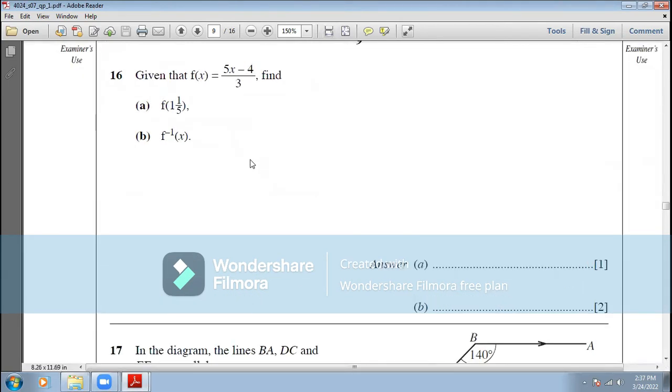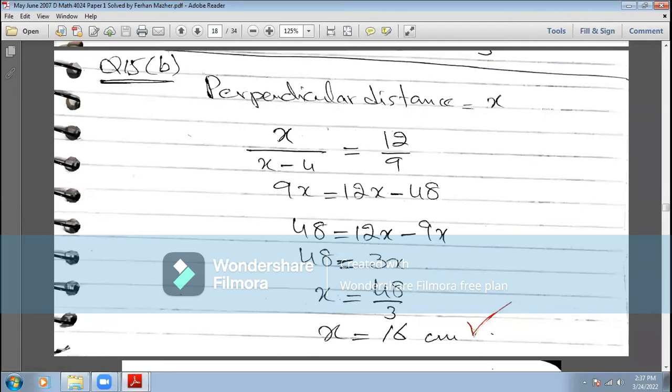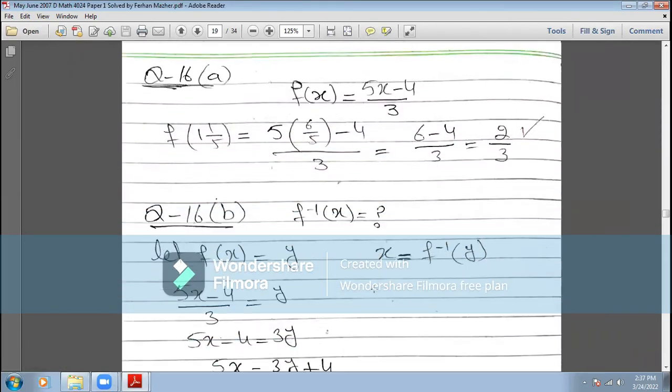Okay, so now we are moving to question number 16. Question number 16 is: given that f of x is equal to 5x minus 4 divided by 3, find f of 1 whole 1 by 5, and then they want you to find out the inverse of this function. Okay, so first of all, a very simple technique: the function is given, f of x is equal to 5x minus 4 divided by 3.